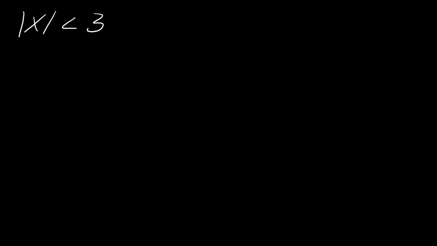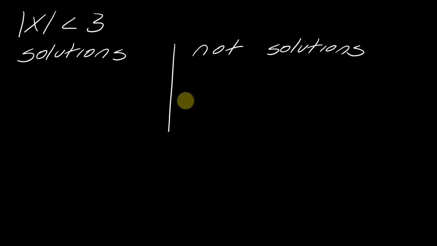Okay, so let's think about the idea of the absolute value of X is less than 3. I want to think about really two different ideas here. I want to think about what numbers would be solutions in this case and what numbers would not be solutions. And I know when you first look at this, you're kind of like, oh, it's less than, I understand this. So here's the thing. Absolute value makes this kind of funky, all right? So think about a couple of numbers that would actually work.